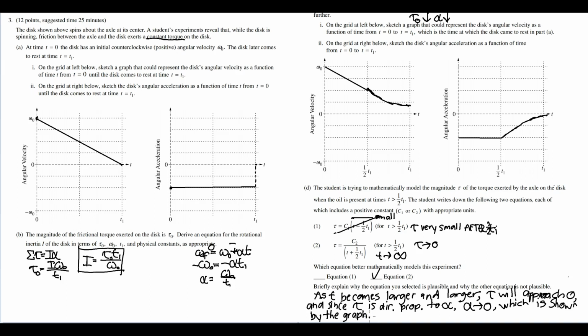Okay, and why isn't it equation 1? Well, actually, what's even worse about equation 1 is that it predicts an increase in torque. As t becomes larger and larger, the half t1 will become less and less significant, and you'll be multiplying by a larger and larger number. So equation 1 predicts an increase in frictional torque.